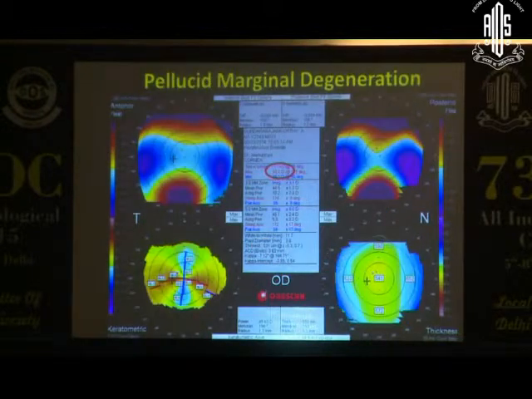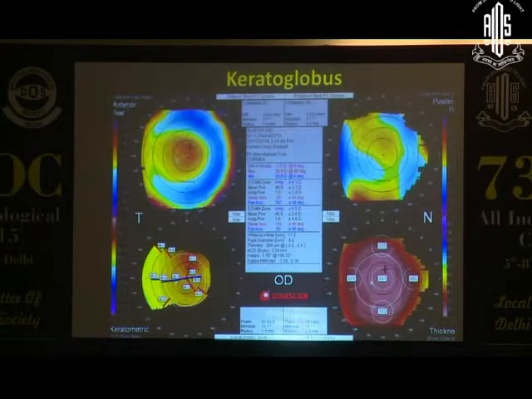The normal post-LASIK. This is a case of typical pellucid marginal degeneration. You can see the crab claw pattern, and also here the inferior thinning and the inferior steepening. This is very classic. You can see this typical picture of the anterior float matching with the posterior float, and this is the very characteristic picture.